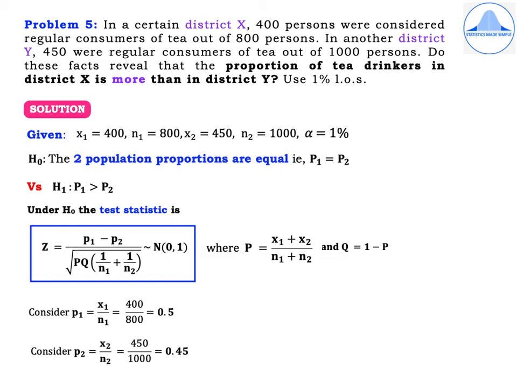Under H0, the test statistic is Z equal to P1 minus P2 by root of PQ into 1 by n1 plus 1 by n2, which follows normal 0, 1, where capital P is x1 plus x2 by n1 plus n2, and we know that Q is equal to 1 minus P. Let us consider the formula for small p1, which is x1 by n1, that is 400 by 800, which is equal to 0.5, and p2 will be x2 by n2, which is 450 by 1000, which is equal to 0.45.